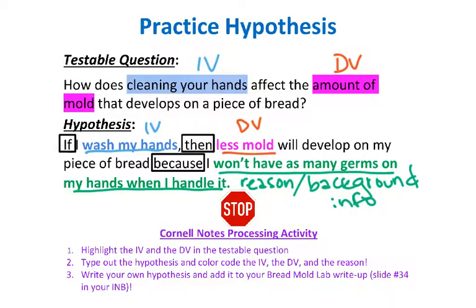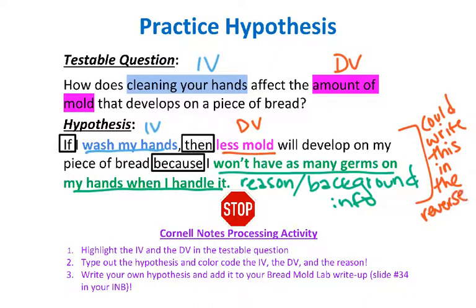Okay, you could also write this the other way around. You could say, if I don't wash my hands, then more mold will develop on my piece of bread because I will have more germs on my hands when I handle it. Okay, both of those would be fine. It doesn't matter which way you write it. So I'm going to make a little note that you could write this in the reverse way.